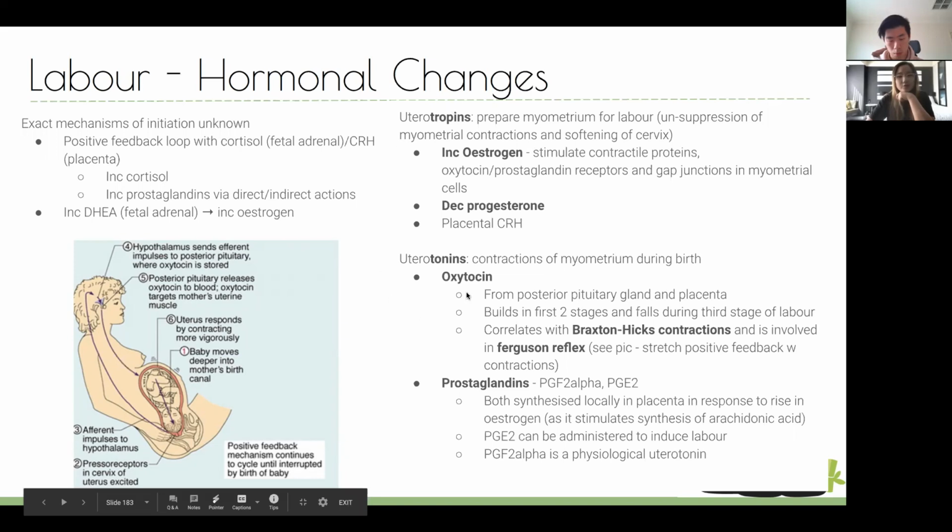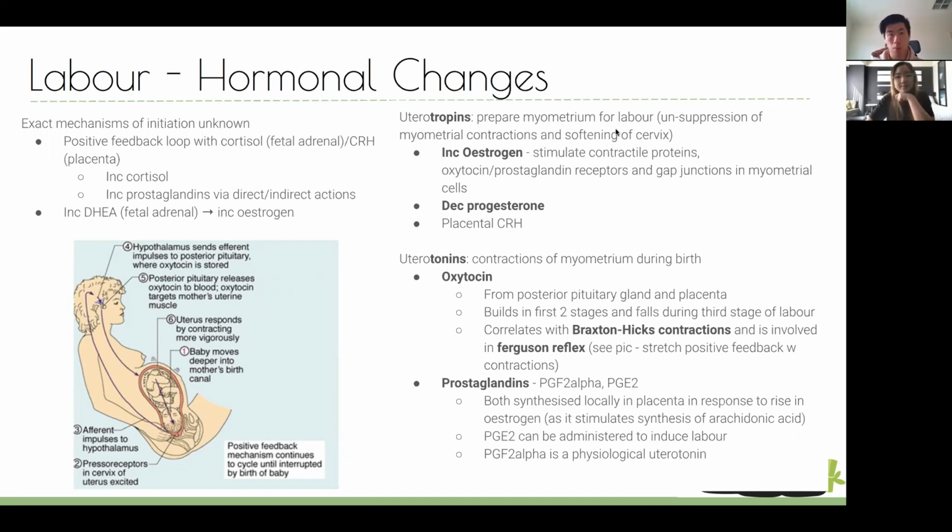They sort the hormones into two groups. So you have the uterotropins that prepare the myometrium for labor. That allows the myometrium to contract, and it also softens the cervix so that the child can pass. And that's essentially just your estrogen. I put decrease in progesterone because it's important, but obviously a decrease in a certain hormone isn't going to make it a uterotropin. So I'd say that's just estrogen. And it does all of these things to do that.